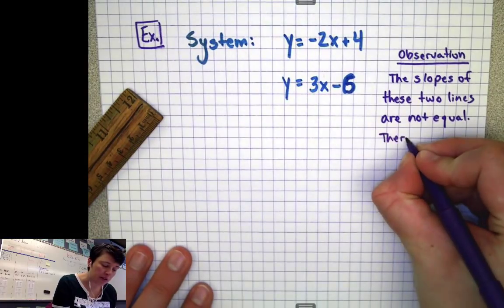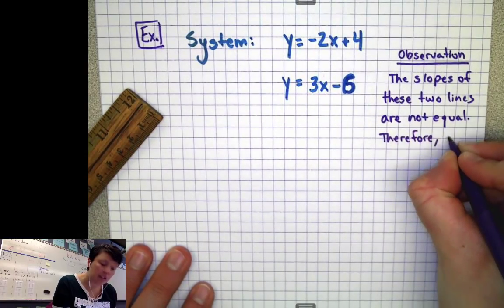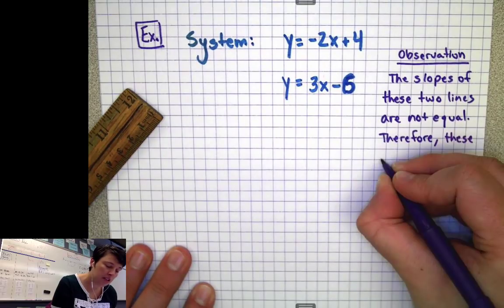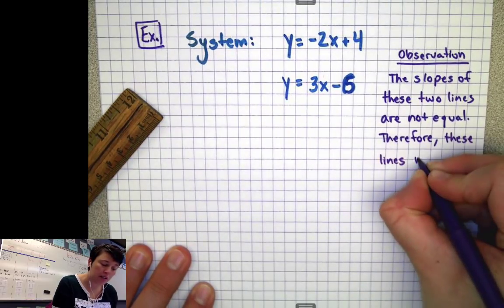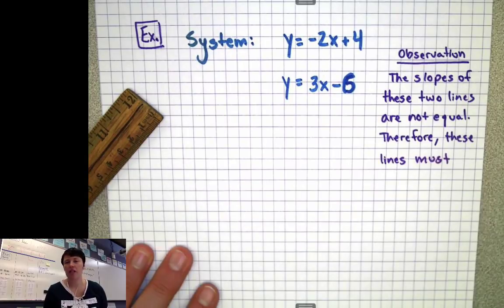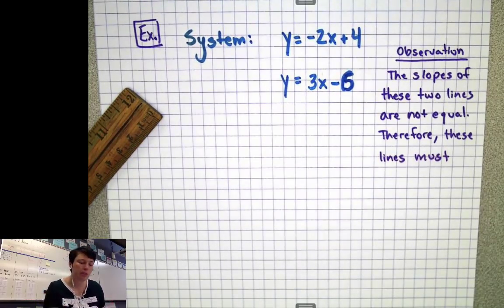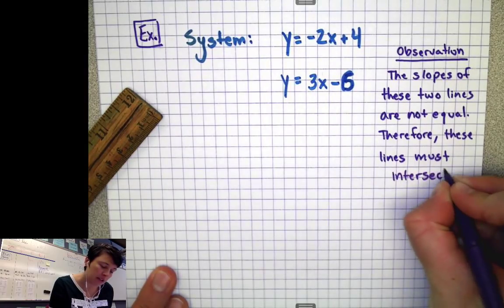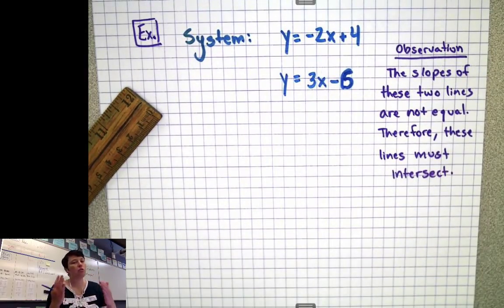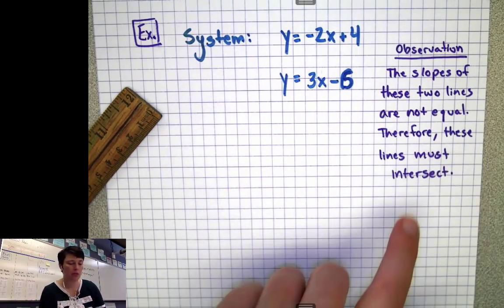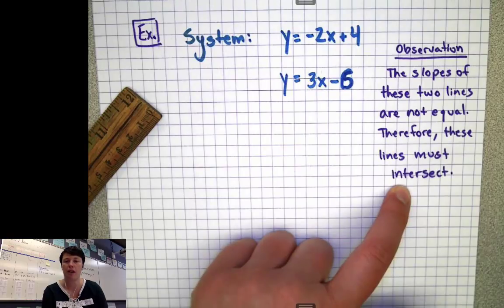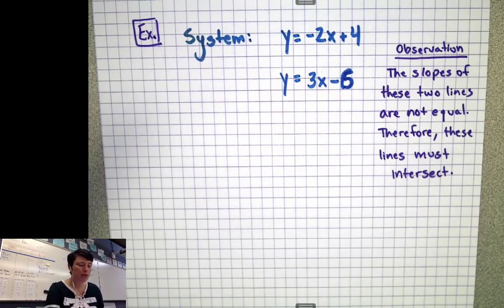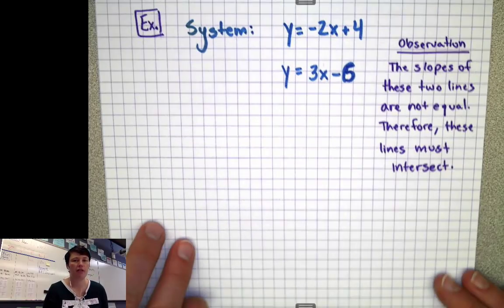Therefore, these lines must cross. But I'm not going to say must cross. That's not very mathematical. I'm going to say, therefore, these lines must intersect. They've got to cross each other. Although crossing is a totally fine description, I'm going to use the word intersect because it's a little bit more mathematical, like I said. So based on the slopes, I just know without seeing the graph that must be true. I feel very sure about that.